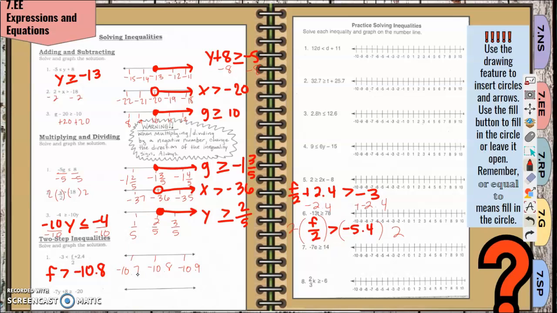So I've made my number line. I'm going to put an open circle on negative 10 and 8/10, and I'm going to shade everything to the right.